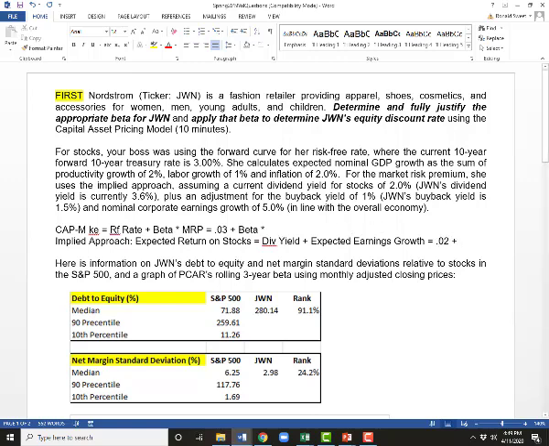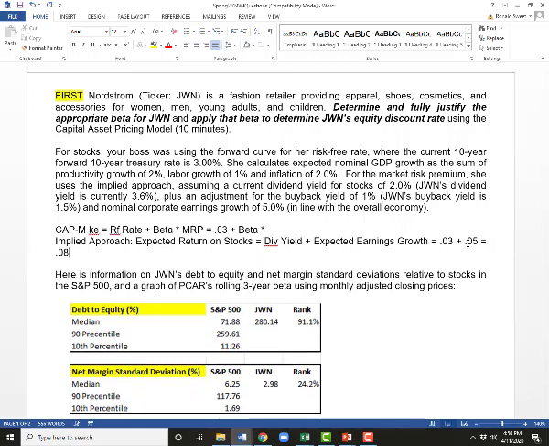And then she does an adjustment for buyback yield, so that makes your current income 3%. Remember I said we didn't need to do that in paper 3, but here she does it. So if you see a buyback yield, you just add it to the dividend yield. So her current income yield is 3%. And she thinks corporate earnings are going to grow 5%, so that's 0.05. So she thinks the stock market's going to make 8%.